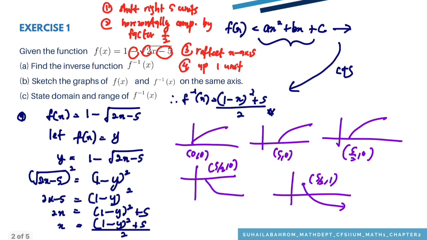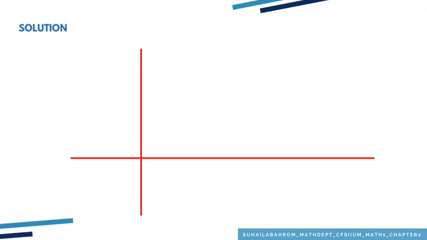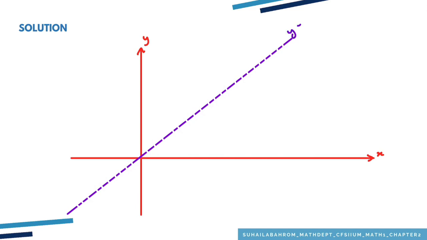So let's sketch properly. We need to sketch using only one axis, y, and then let's sketch the line y is equivalent to x. So this is the line y equals x because we need to reflect the graph on this line later for the f inverse. We need to label all. So for this one, this is referred to the line y equals x.